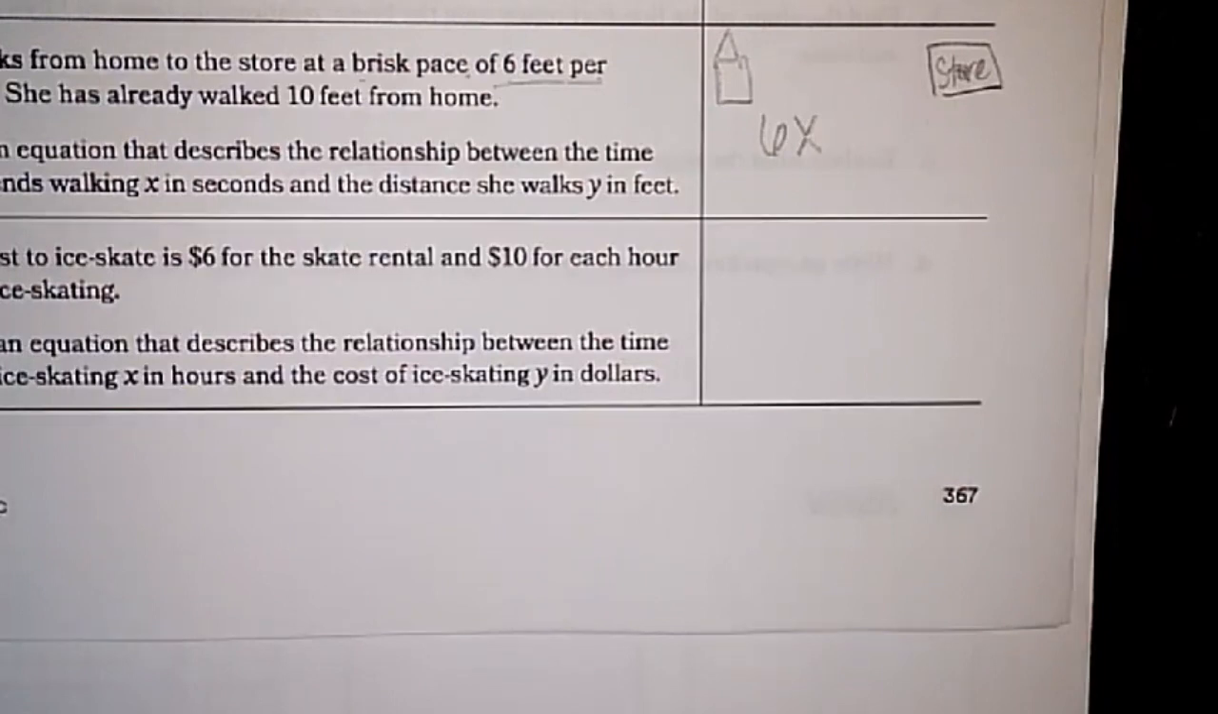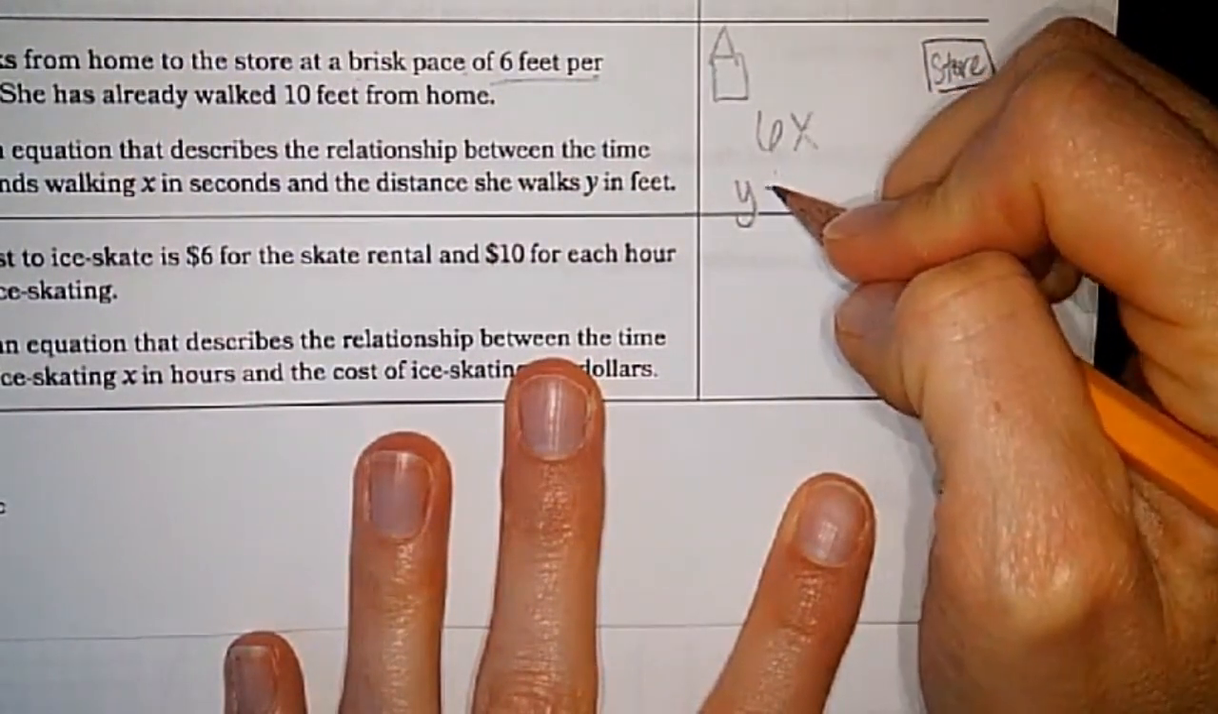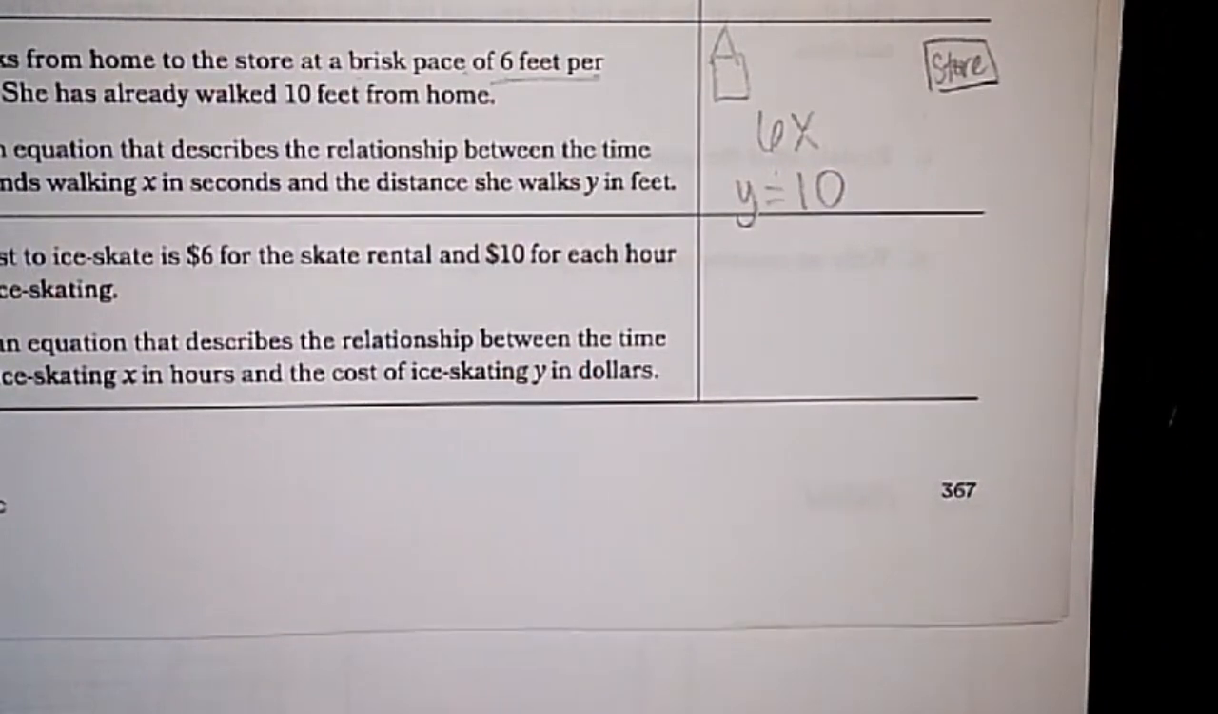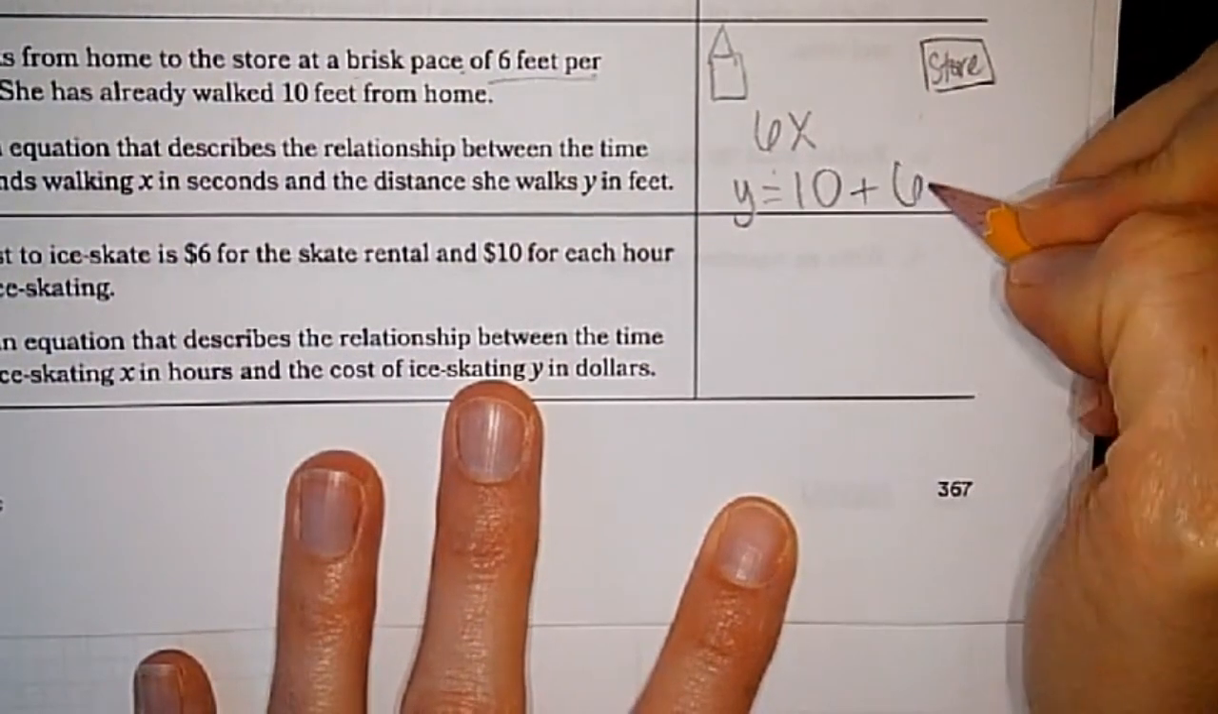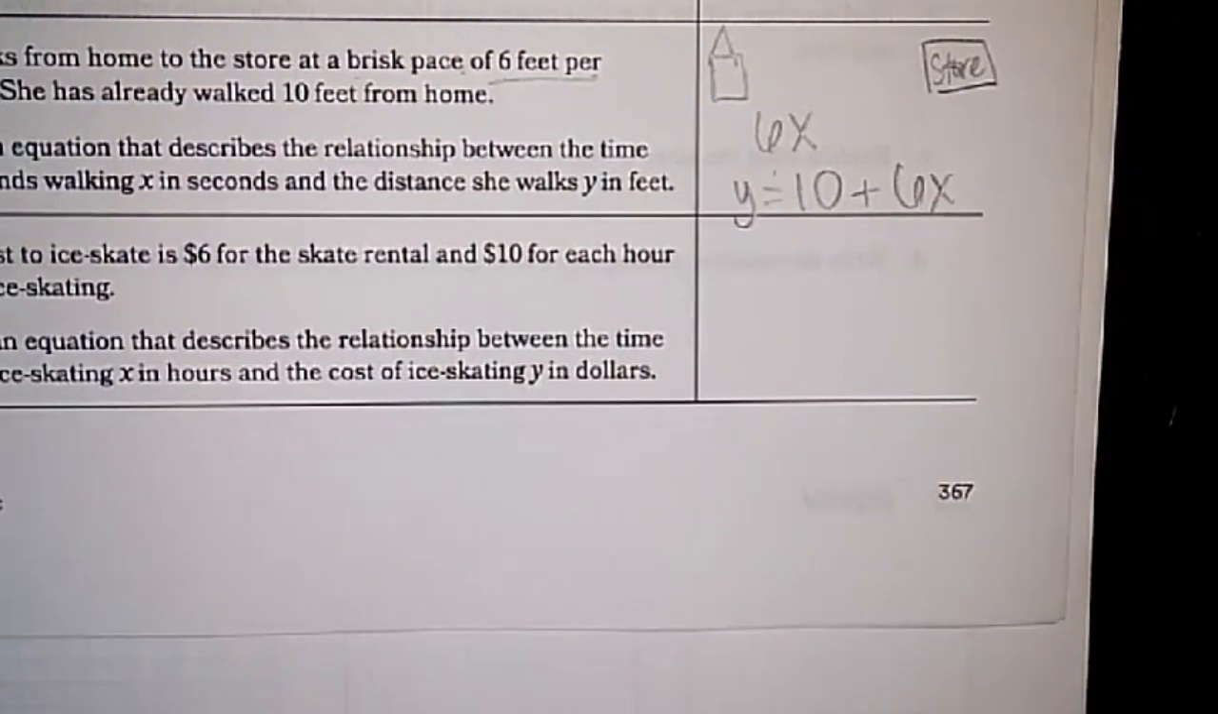So, my question is, what are we doing? How far away from home is she? She's already what? So are we starting with a positive or a negative? Positive. She's starting with 10 feet. And she's moving at a rate of what? Towards the store. Is it positive or negative? Positive. Are we okay?